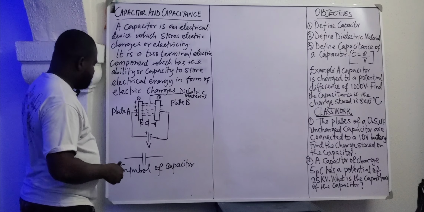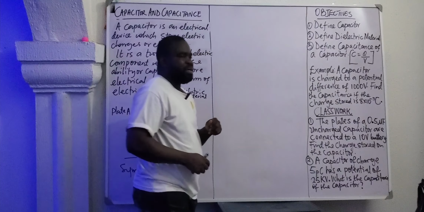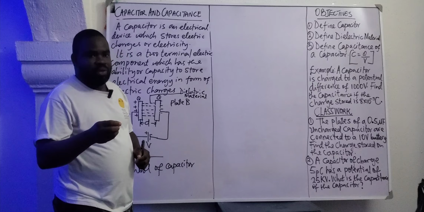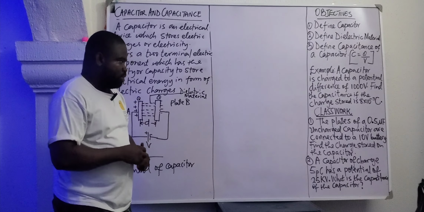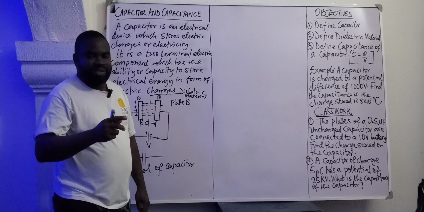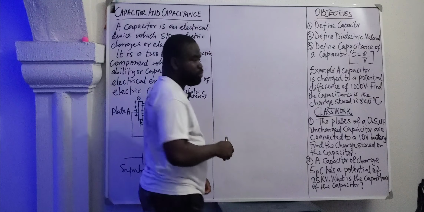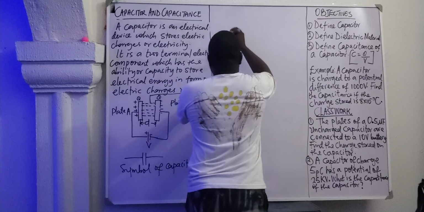Now, when you connect the capacitor across a battery, then the capacitor will be charged by the battery. The battery will transfer charges onto the capacitor. I said the dielectric material is an insulating material, or an insulating medium, placed between the two metallic conductors of the capacitor, whose function is to increase the capacitance of the capacitor.